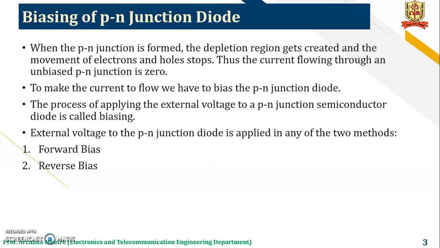Now, biasing of a PN junction diode. When the PN junction is formed, the depletion region gets created and the movement of electrons and holes stops. Thus the current flowing through an unbiased PN junction is zero. To make the current flow, we have to bias the PN junction diode. The process of applying an external voltage to a PN junction semiconductor diode is called biasing. External voltage is applied to the PN junction diode in either of two methods: first is forward bias and second is reverse bias.